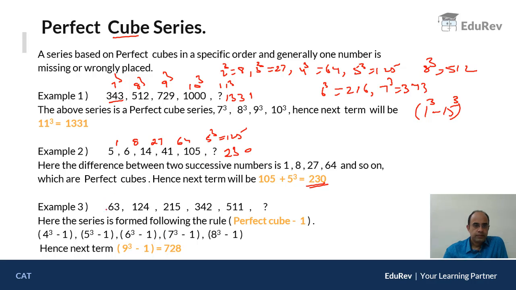Fine, guys? Now, don't look at the solution. Try to solve this. 63, 124, 215, 342, 511. Now, if I observe, this is 4 cube minus 1. This is 5 cube minus 1. This is 6 cube minus 1. This is 7 cube minus 1. This is 8 cube minus 1. The next should be 9 cube minus 1. The 9 cube is 729. Minus 1 is 728. Hence, instead of question mark, we should have 728.